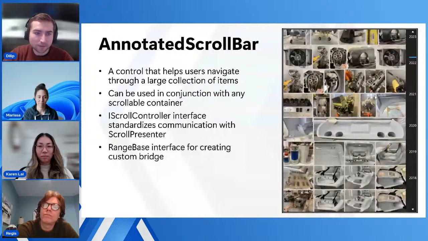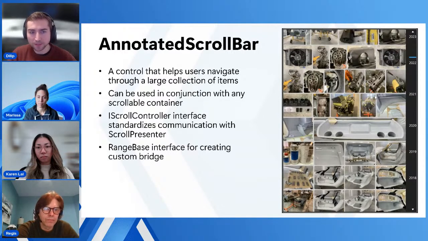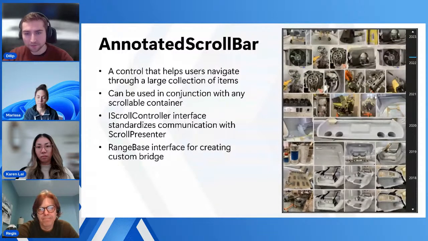So the annotated scroll bar is a control that helps users easily navigate through a large collection of items. It replaces the default scroll bar and can be used in conjunction with any scrollable container. So scroll can be achieved via two interfaces. IScrollController standardizes communication with the scroll presenter component that Regis was talking about earlier, which allows for easy coupling with scroll view. RangeBase is another interface which allows you to create your own bridge between the annotated scroll bar and some scrollable container. So now I'll take you through the demo video of this control.